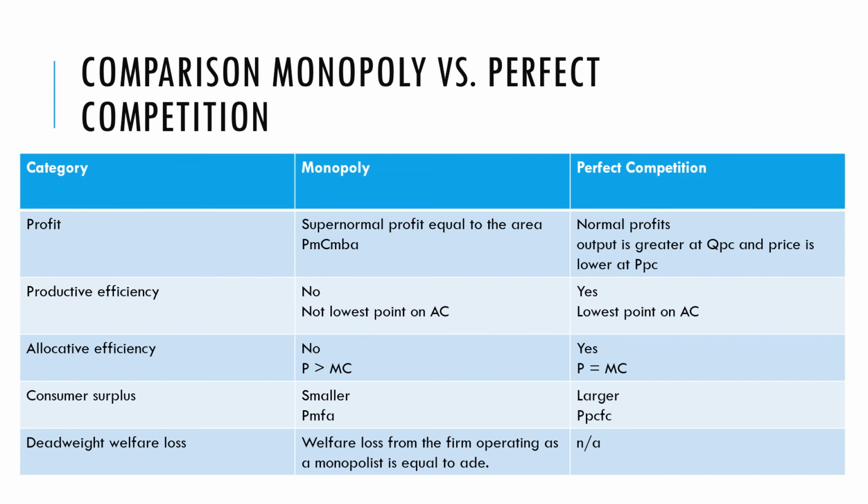The consumer surplus in the monopoly diagram would be the area PMFA. So it's smaller than the consumer surplus area when we're looking at perfect competition, which is PPCFC. So we often see there is a welfare loss from the firm operating as a monopolist, and this is equal to the area ADE.